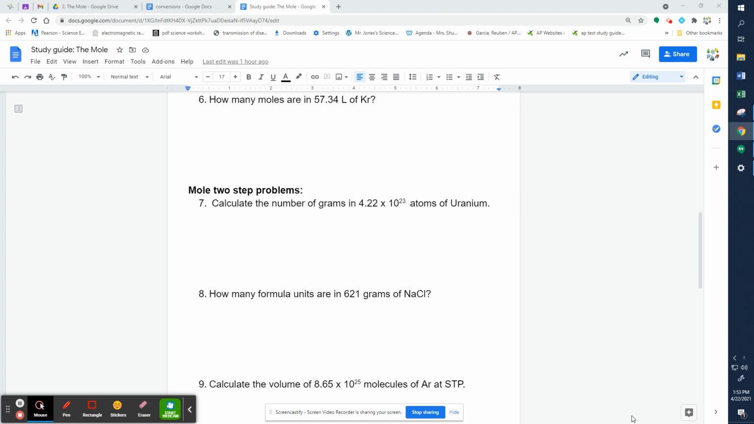And our first question says, how many moles are in 57.34 liters of krypton? So, like always, we need to write our known, 57.34 liters of krypton, and our unknown, how many moles of krypton. Start with our known and put it over 1.